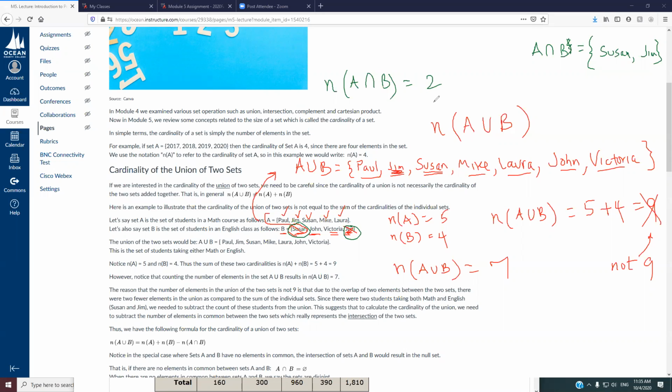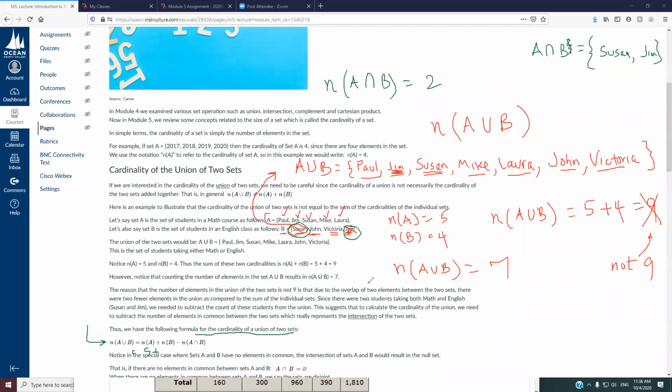So because of this possible overlap, when you form the union of 2 sets, we need a more complicated formula that you see here. This is the formula for the cardinality of a union of 2 sets. It says take the number of elements in set A. In our example, that was 5. Remember, those are the students taking math.